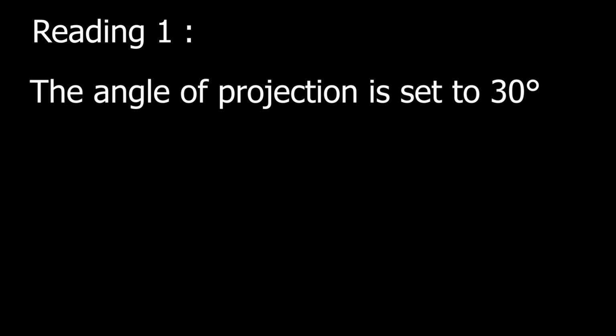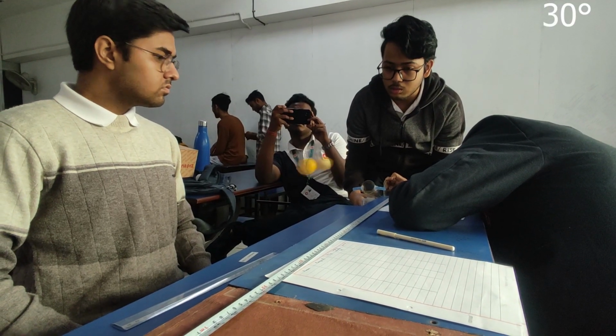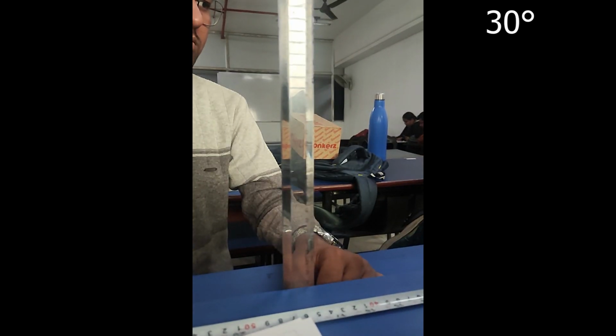For our first reading, the angle of projection is set to 30 degrees. The projectile is shot at the same angle of projection twice. First to measure the range of the projectile and then to measure the maximum height of the projectile.